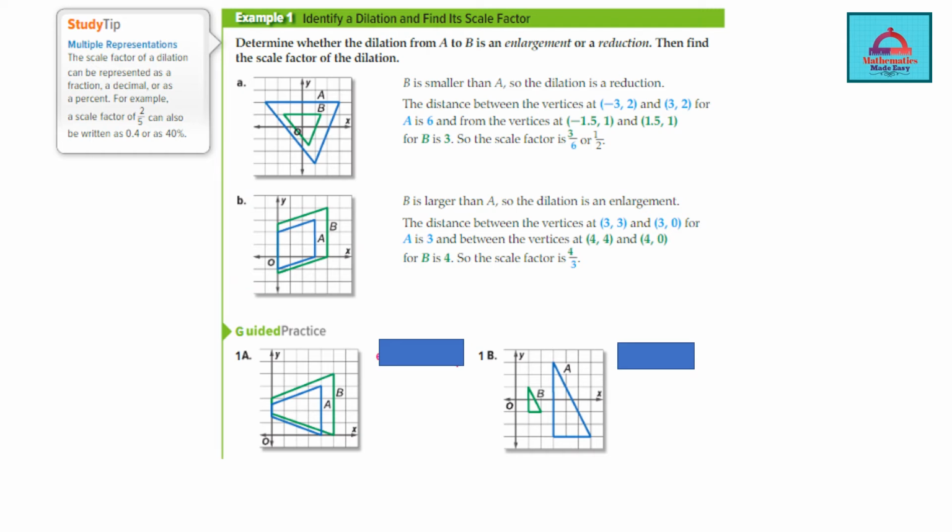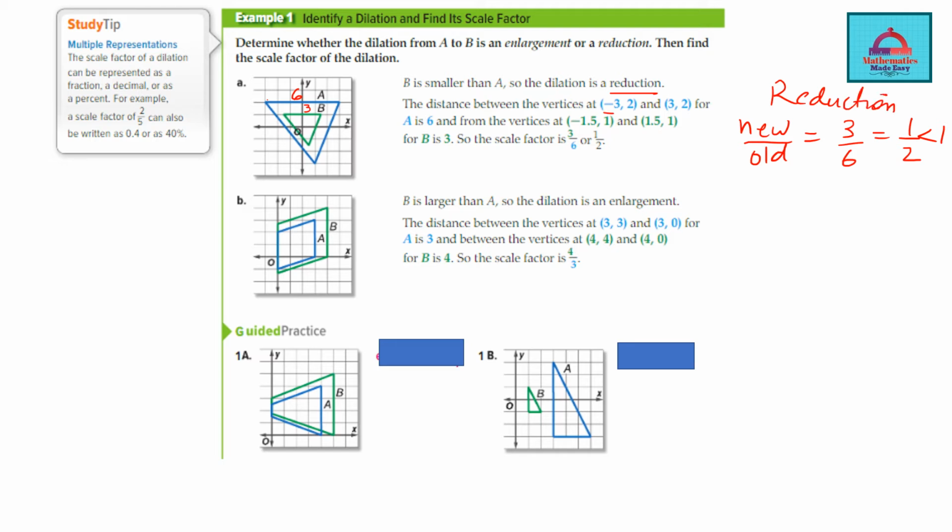A very simple example taken from your math book. Example 1: identify a dilation and find its scale factor. Moving from A to B, that means from blue to green, blue is smaller, so it's definitely a reduction. To calculate the scale factor, counting the squares, 1, 2, 3, 4, 5, 6, 6 is the side length. Then 1, 2, 3, 3 is the side length. The scale factor is new divided by old. New is 3, old is 6, so this is 1 by 2, or less than 1. Therefore, it is reduction. The size gets reduced.